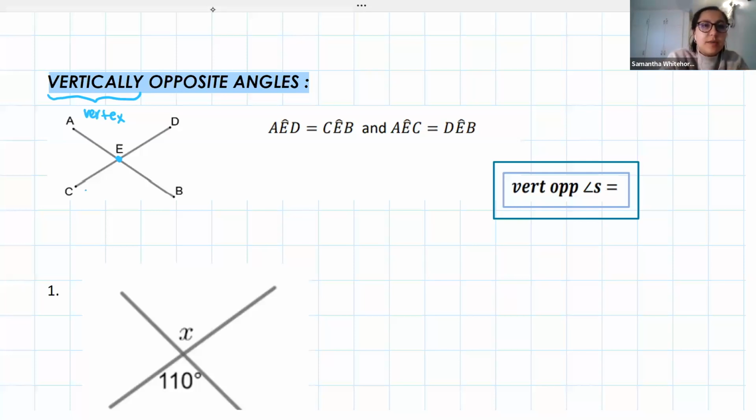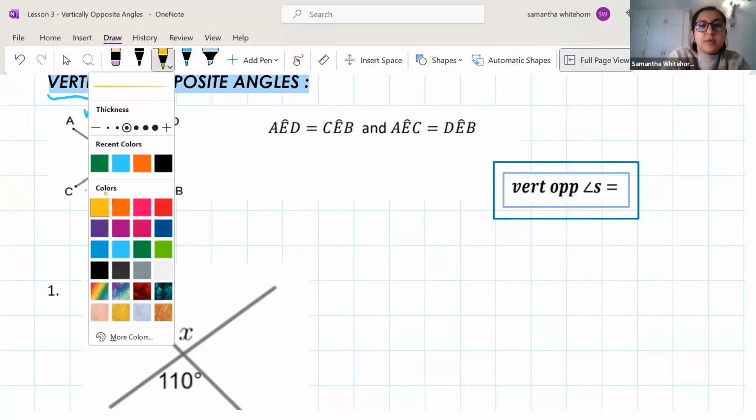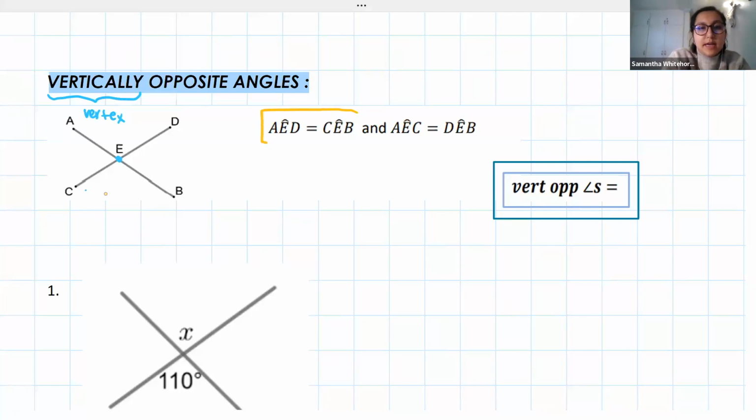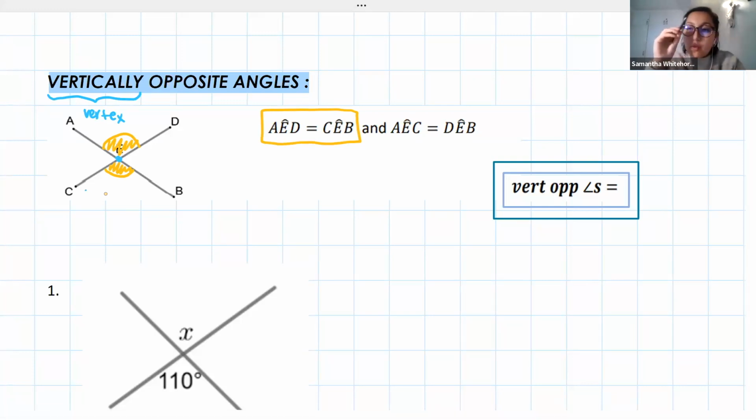So if we go to the information I've given you here, the first bit of information is telling me that angle AED is equal to angle CEB. So AED is this angle up here, and CEB is this angle down here. So those two angles are equal to each other because they are vertically opposite each other. They are opposite each other at that little point where the two lines cross.